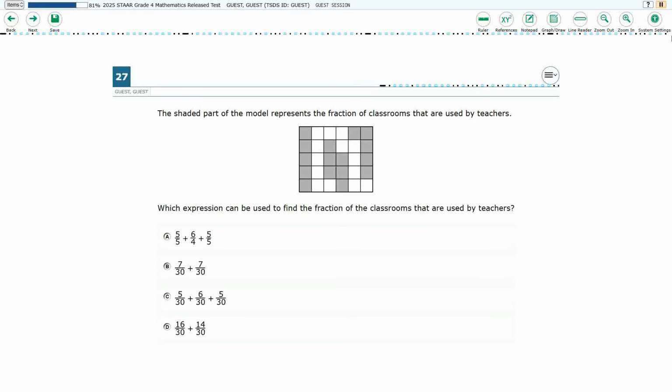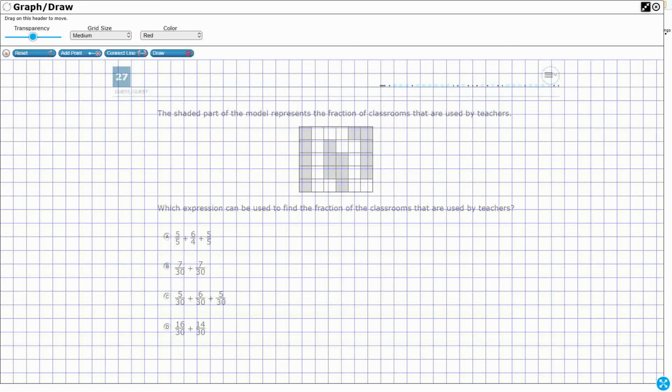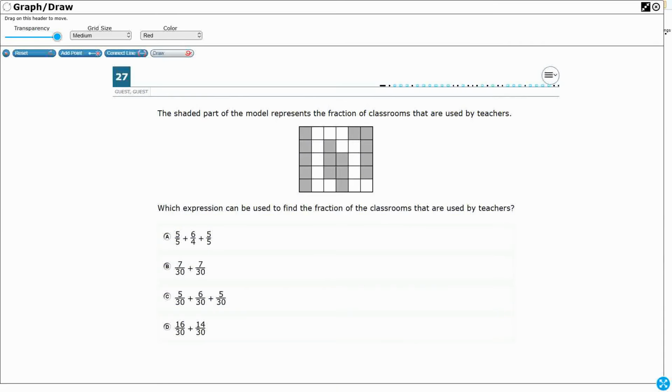For number 27, we are looking at adding and subtracting fractions. This is 4.3e, and we're looking at the shaded portion of the model, and we need to find an expression, right? So let's see, I got 1, 2, 3, 4, 5. 1, 2, 3, 4, 5, 6. All right, so I should be thinking of 30ths because there's 30 total, so that works.